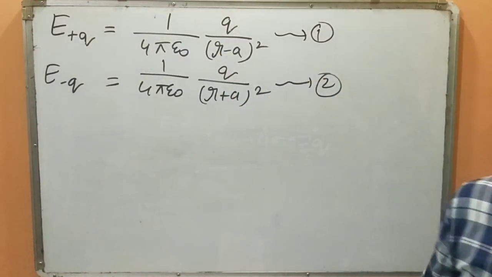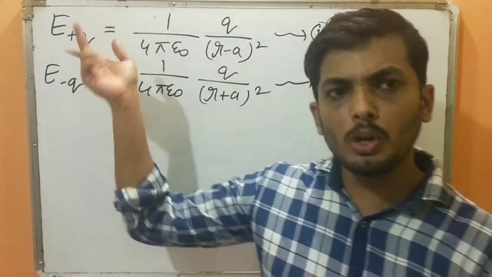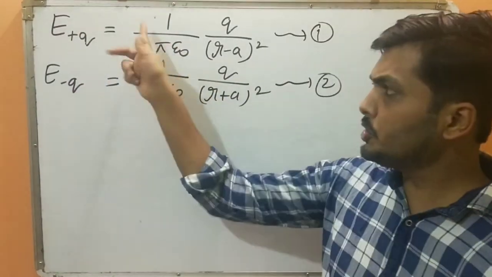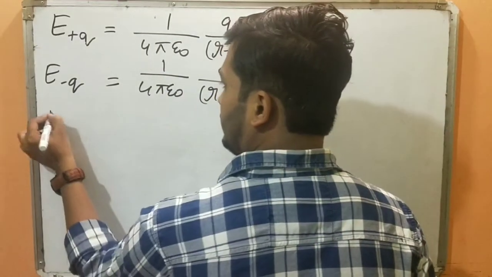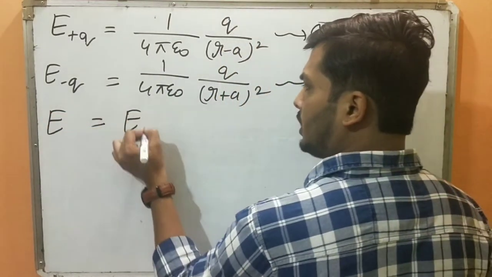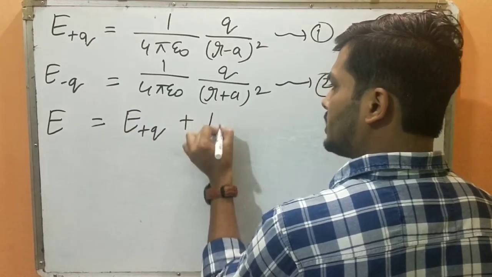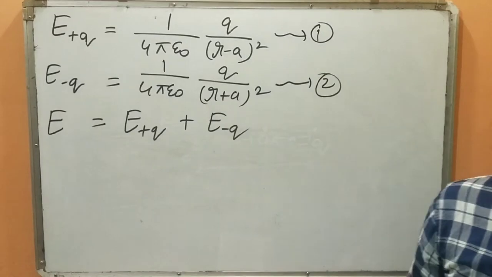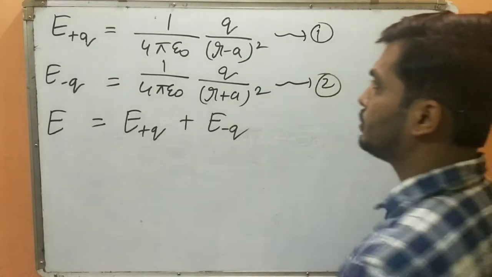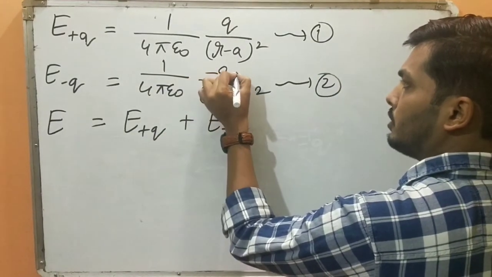Now I have two electric fields. Why two electric fields? Because it is a dipole. These two electric fields will give me a resultant electric field at point P, that is E. So E will be what? E plus Q plus E minus Q. Yes or no? Are you understanding? E plus Q and E minus Q. I'll write this with a minus.